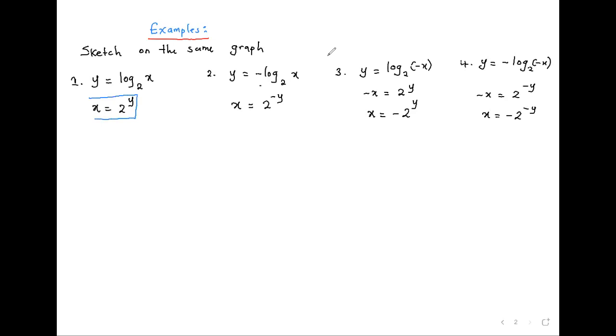Each of these represents one of the logs: this for that, this for that, this for that. We'll do the sketch.